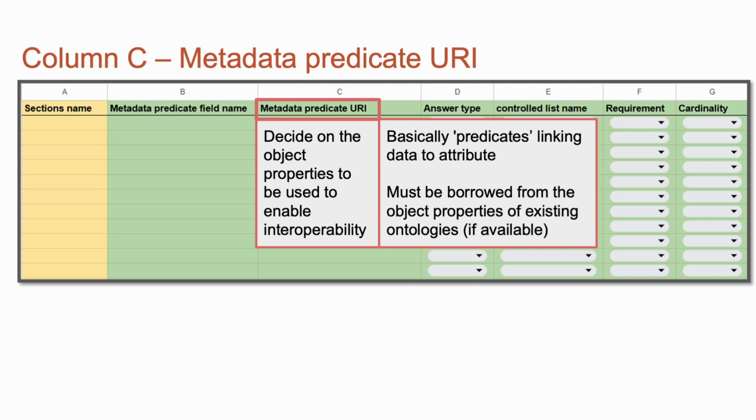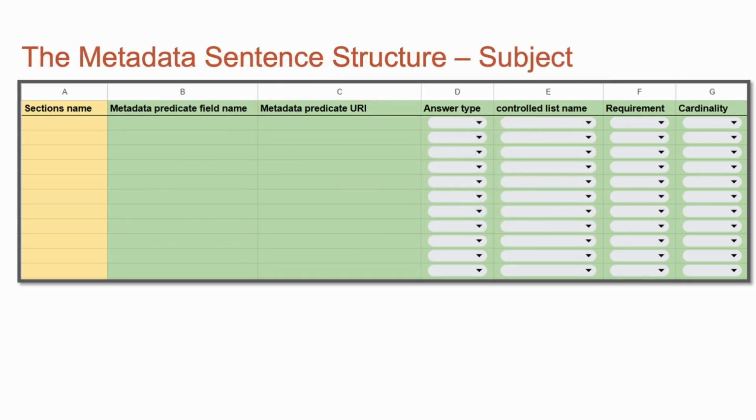These predicates must be borrowed from the object properties of existing ontologies. We should search semantic artifact catalogs to find properties that are already designed for datasets. Only if an exhaustive search yields no results should we consider the high effort task of creating new object properties in a new ontology. To bring it all together, let's review the metadata sentence structure as mapped to this sheet.